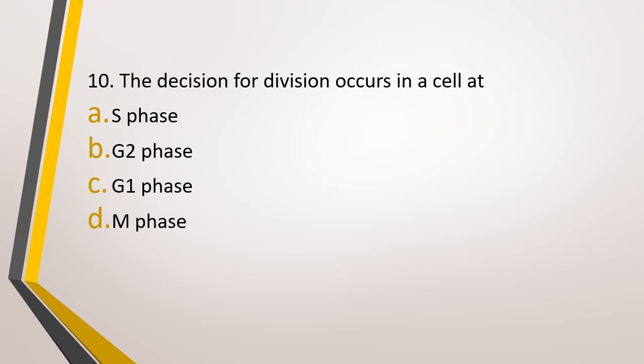Question number 10. The decision for cell division occurs in a cell at option A, S phase, option B, G2 phase, option C, G1 phase, or option D, M phase. In which of the phases does the cell decide to divide? The correct answer is option C, that is, it decides in G1 phase that it has to divide. And what happens in S phase? Right, the replication of the DNA starts in the S phase.